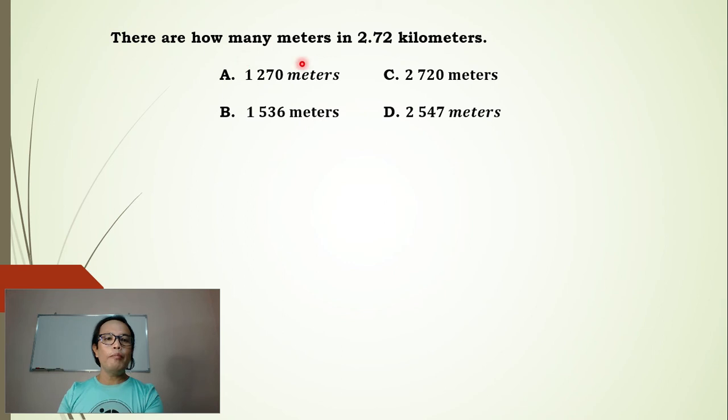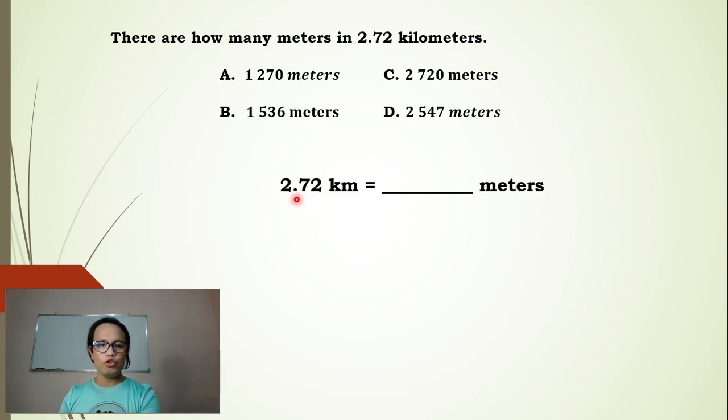There are how many meters in 2.72 kilometers? A, 1,270 meters. B, 1,536 meters. C, 2,720 meters. D, 2,547 meters. So in this problem, we are to convert kilometers to meters.